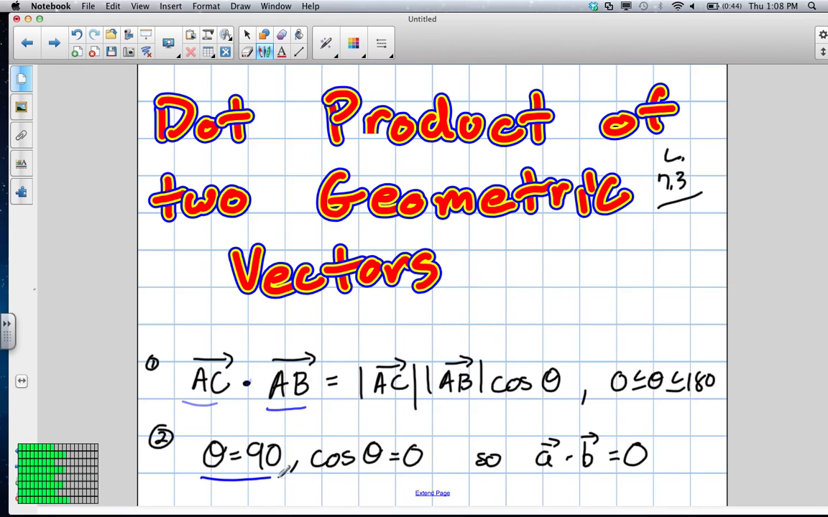Other thing I want you to know is that when theta is 90, how else do we refer to that as? Starts with a P. Perpendicular. When our two vectors are perpendicular to each other, cos is equal to 0, therefore the dot product of two perpendicular vectors is equal to 0. Okay? Just an important point we need to know.